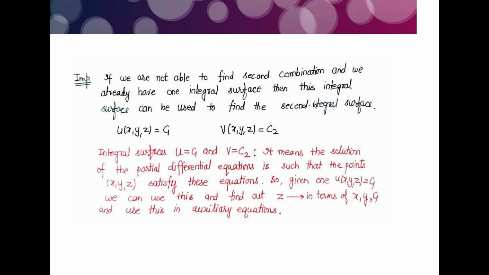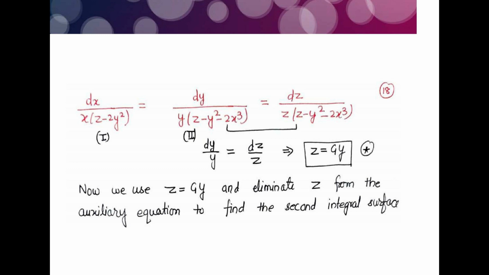I'm discussing the same numerical problem with this technique if we are not able to find out the second combination for the integral curves. I'm considering the previous numerical problem. The auxiliary equation is given by the first relation here. The first solution is quite easy. We just use the last two ratios with the dy and dz, and here we have z as given by star, z equal to c1y.